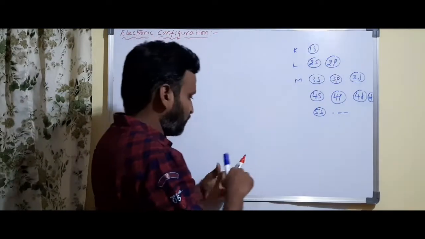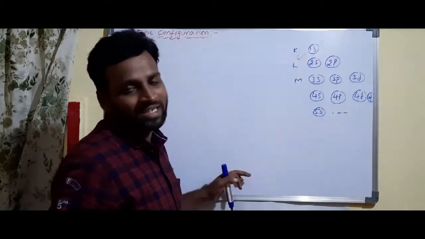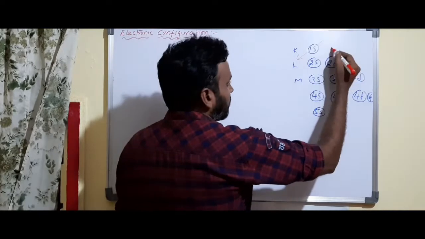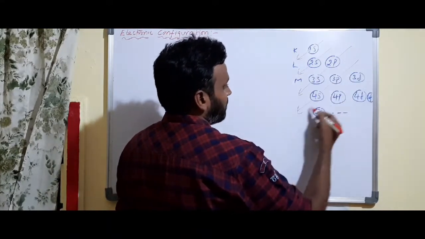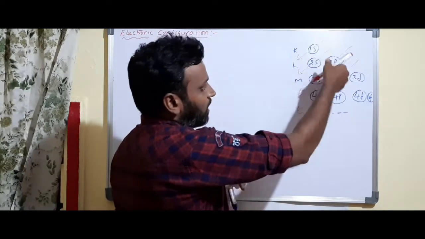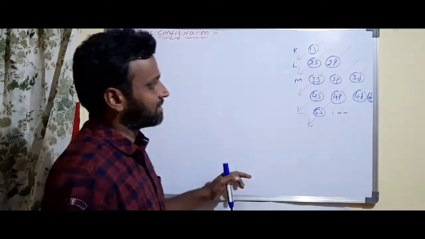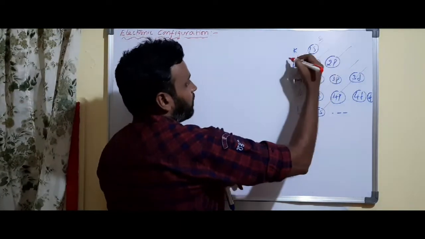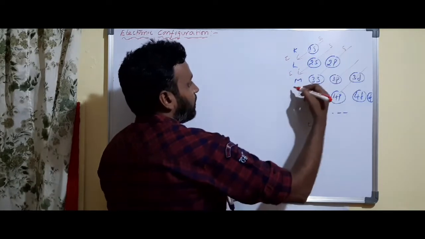How to fill electrons: one by one in the increasing order of energy of the subshells. So first you have to fill 1s, then 2s, then 2p, 3s, then 3p, 4s. You have to fill following these arrows, I already showed you. Next 3d, 4p, 5s, like this. So first you fill 1s. This is the starting point and this is the ending point.